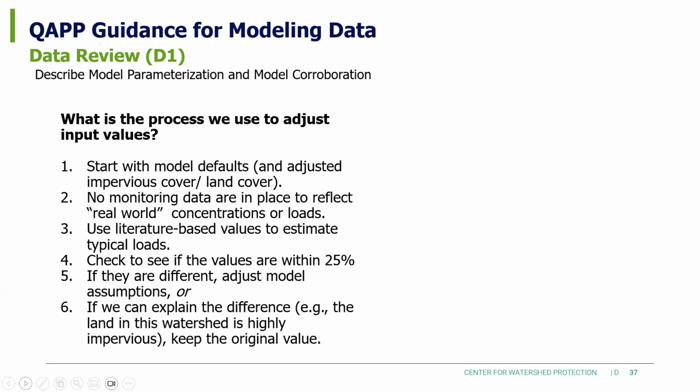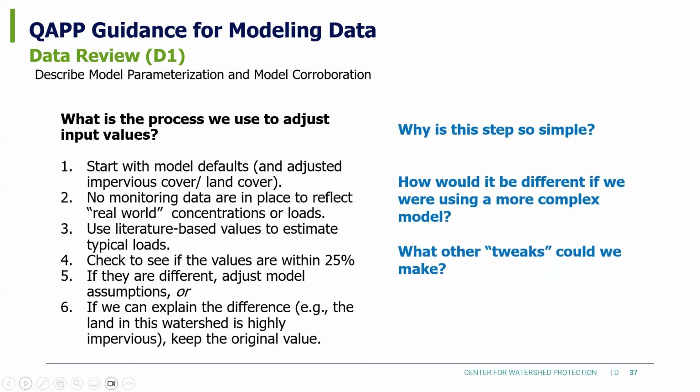Or if we can explain the difference, for example, maybe residential land in this area is really impervious, or maybe for some reason we just have high nitrogen loads, then we can stick with our value. But we want to just use that as a check.